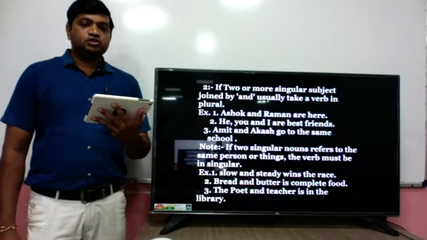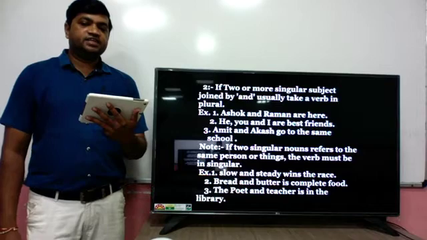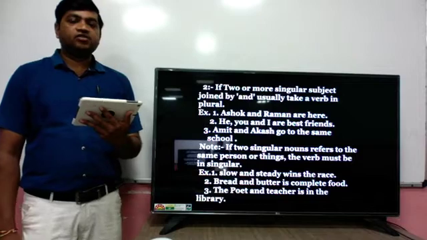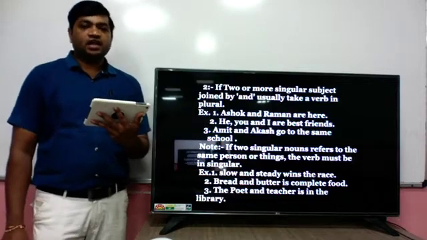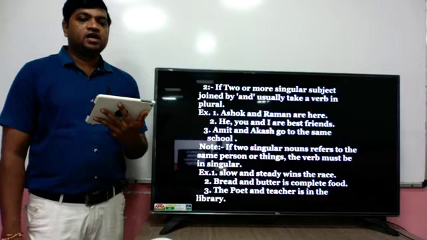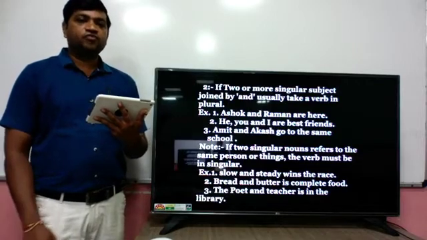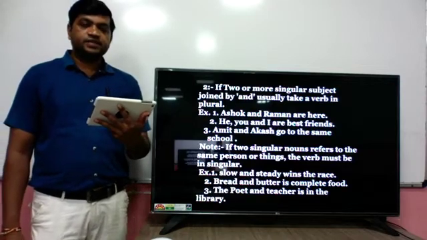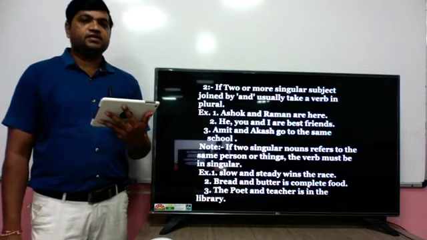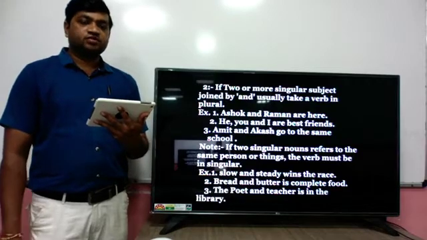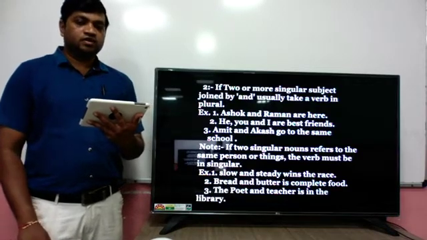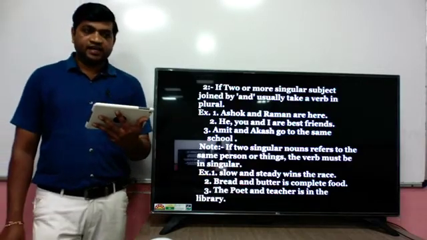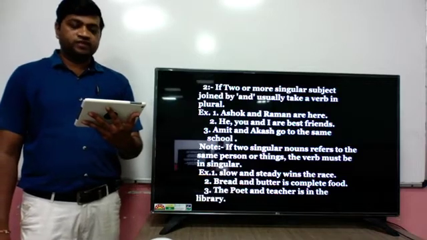For example, slow and steady wins the race. Here slow and steady are two nouns, but they refer to the same idea. That's why they are treated as a singular noun, and wins is a singular verb agreeing with it. Next: bread and butter is complete food. Here, although there are two nouns, bread and butter are the same thing. That's why the singular verb is goes with them.